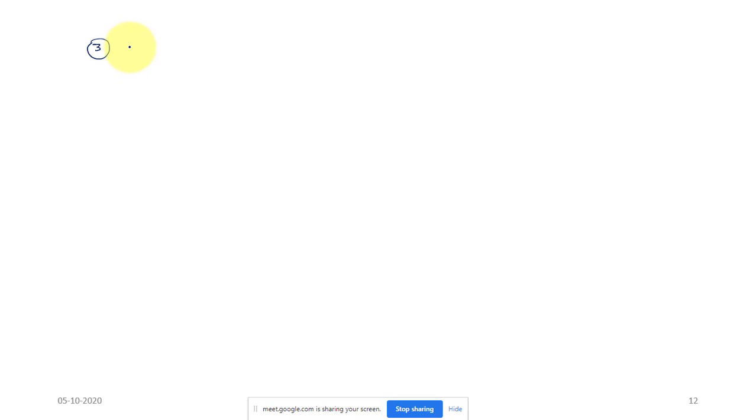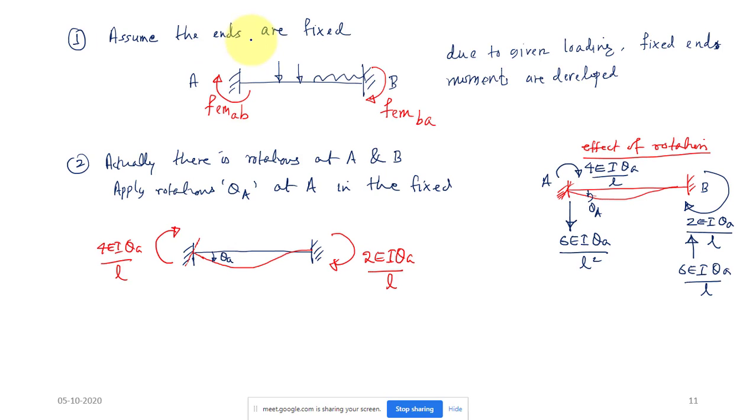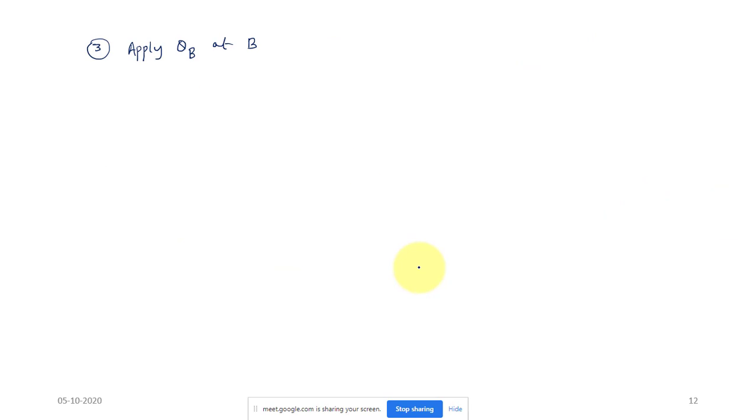Sir, please scroll to the previous page. Yeah. So here I applied rotation theta A. What is the corresponding end moment? At the point of rotation, we will have 4 EI theta A by L, and at the other fixed end, we will have 2 EI theta A by L. So this slide will be given. You write along with me, and now we are going to apply the rotation at B.